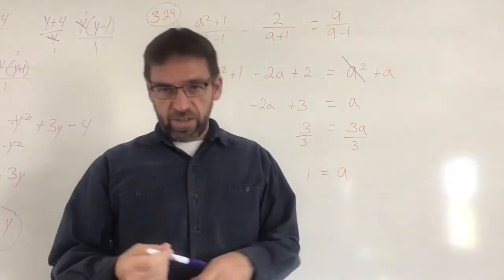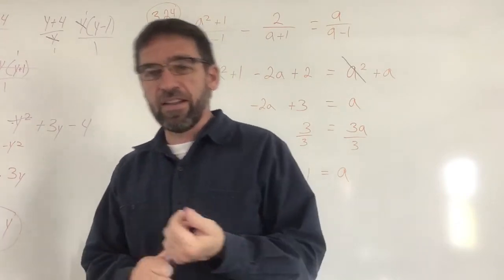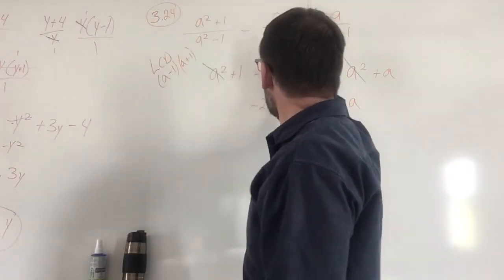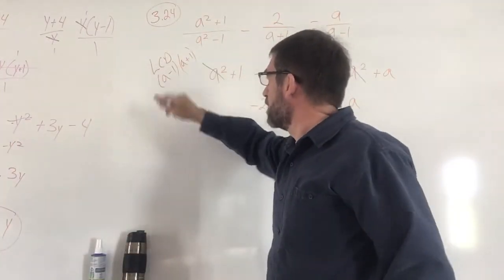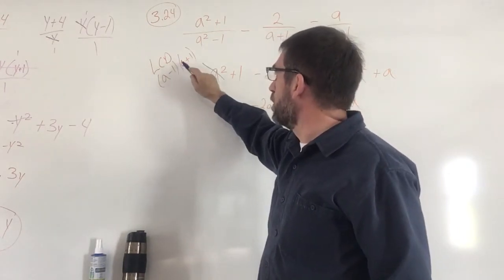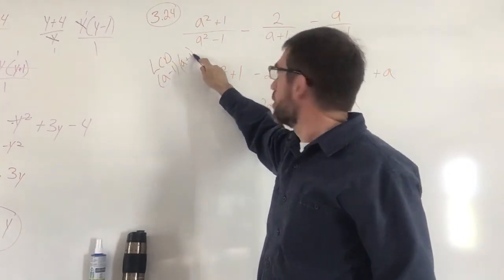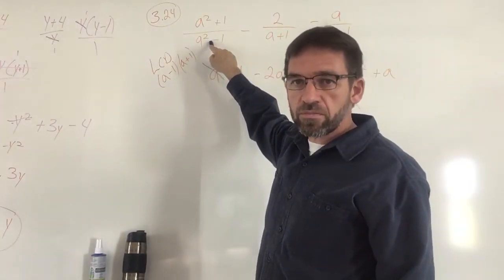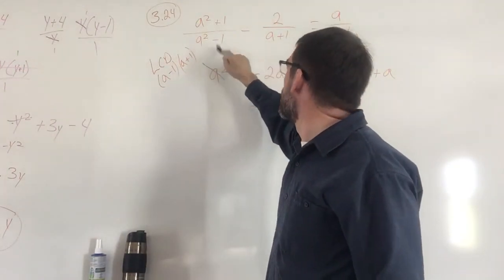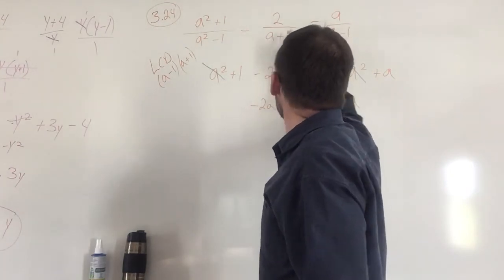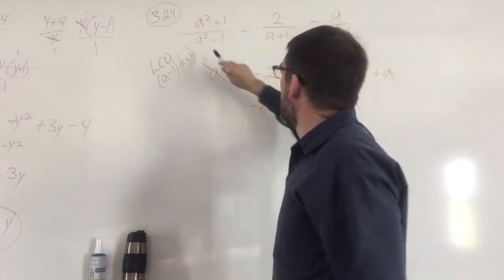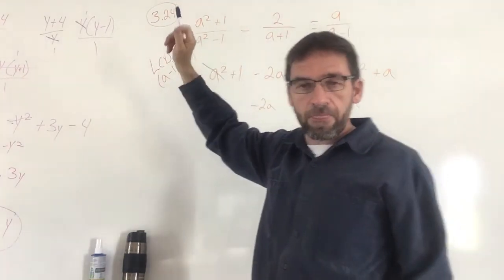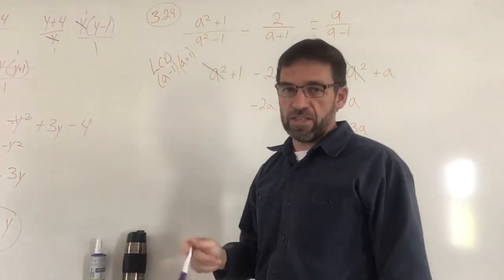Here I did a little shortcut. I eliminated, you don't see the work, but my least common denominator is a negative 1, a plus 1. Okay, and I got that from right here. This here is my least common denominator, because here you got a plus 1, a negative 1, and there's 2 of these here. So that is my least common denominator.